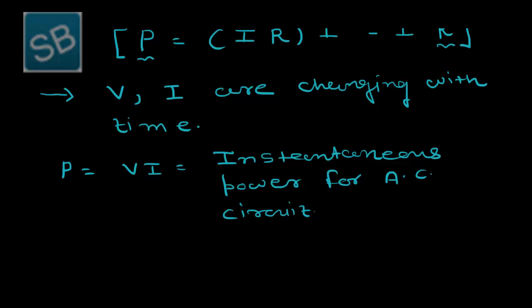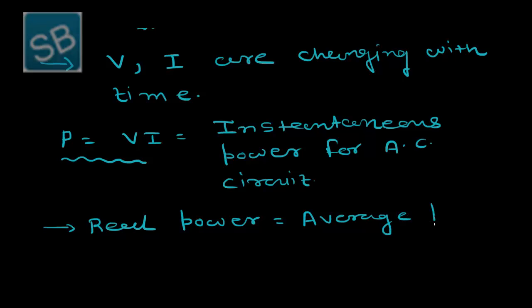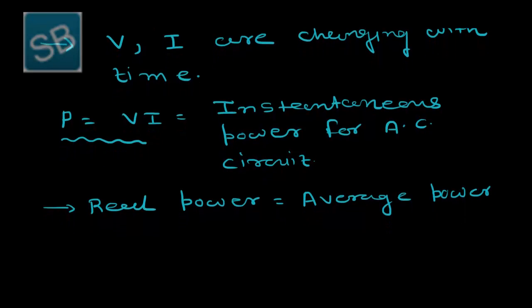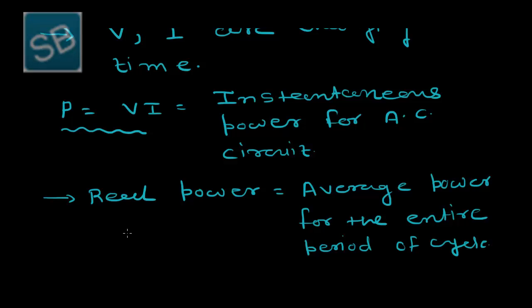In actual practical performance, we cannot obtain the value of such instantaneous power. So we have to define some real power. What do we mean by real power? Real power is nothing but the average power for the entire period of the cycle. Let me give you the diagrammatical representation for this statement.